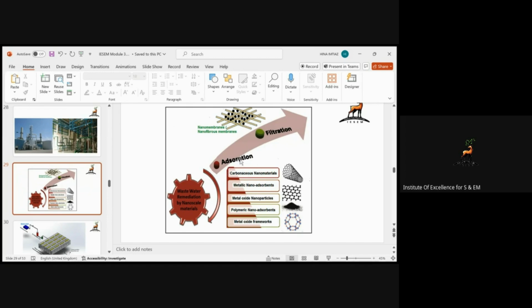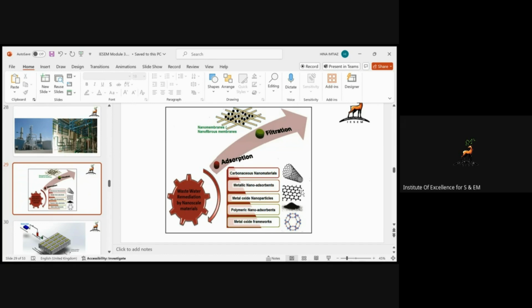Okay, the first step is the adsorption, and the second step will be the filtration, and after that you have the treated waste, basically the treated water. So basically the carbonaceous nanomembranes you can use in it. Carbonaceous means you can coat the activated carbon on that sheet. And the second nanomembranes are the metallic type of adsorbents you can use in that membrane.